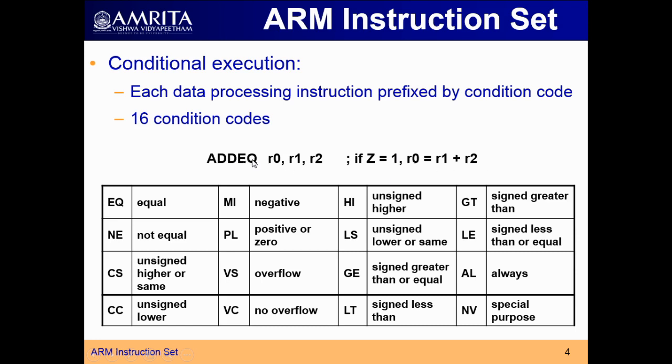So this is an example of a condition code. When this condition is satisfied, only then will the instruction be executed. Like that, there are 16 condition codes, each of them having a certain conditional flag associated with it. So like this, you can give conditional execution for all the data processing instructions. This is one of the important features of the ARM instruction set.